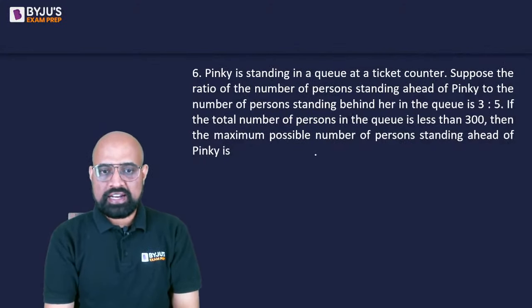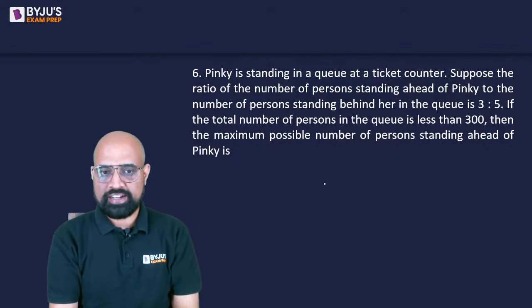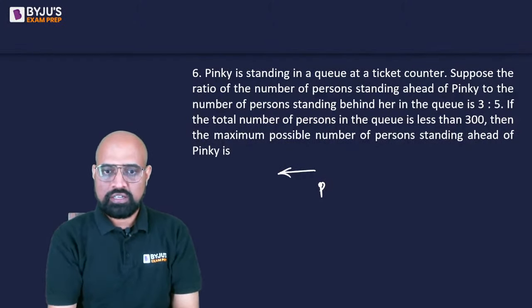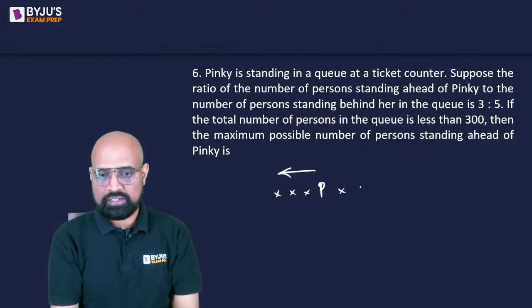Sixth, Pinky is standing in a queue at a ticket counter. Suppose the ratio of number of persons standing ahead of Pinky. So suppose this is where Pinky is and this is the direction in which she is facing. Persons standing ahead of Pinky, there are 3 people, and the number of persons standing behind her, there are 5 people.